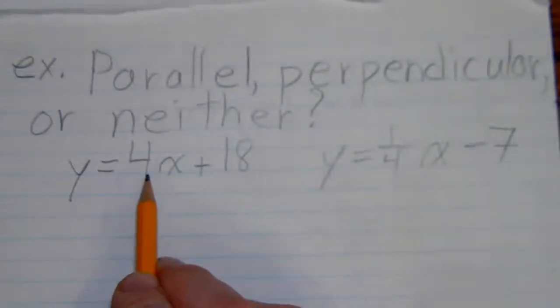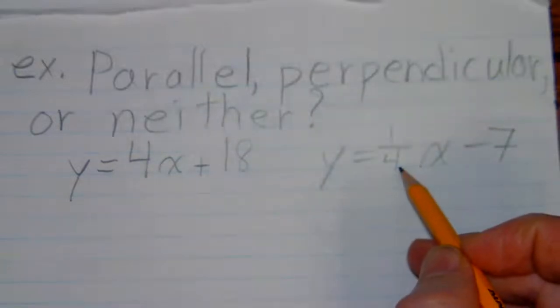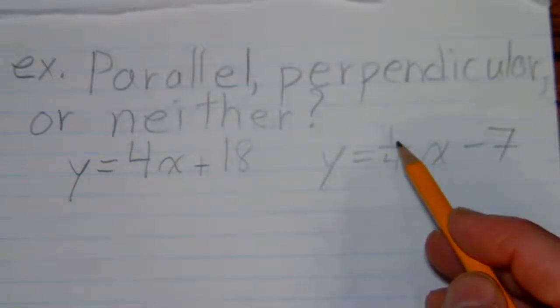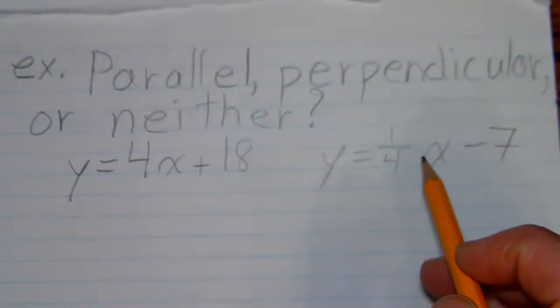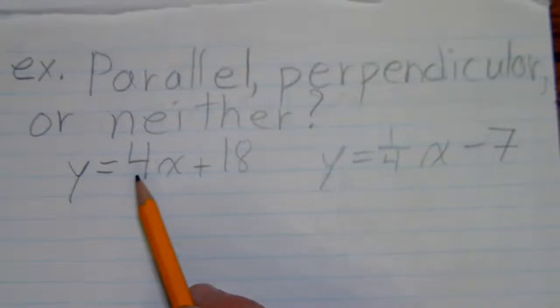Well, we're going to look at the slope. The slope of this one is 4. Is that the same as this one? No, this one's 1/4. So they're not the same slopes. So now I know it's not parallel.